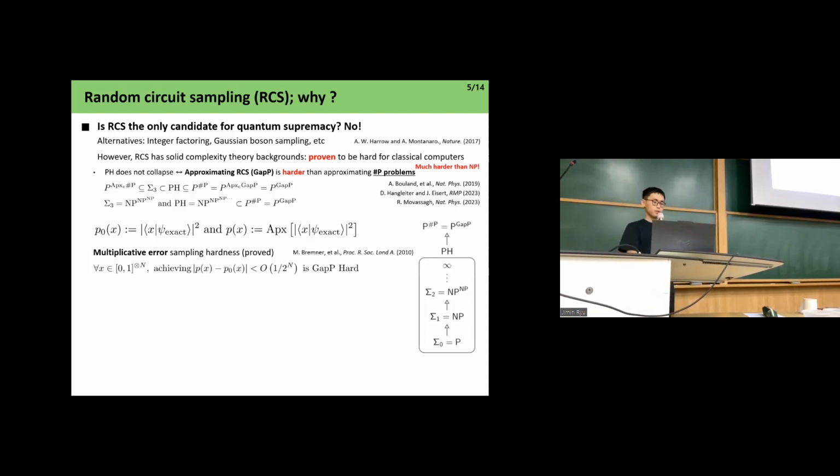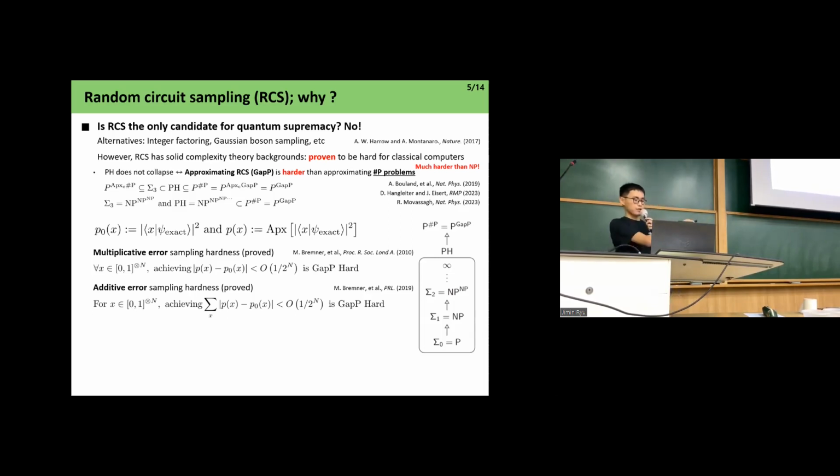If we go over to additive errors, meaning summing over all of the bit strings rather than posing thresholds for every bit string, then it is a little bit easier to solve, but it's still GapP-hard. That was already proven in 2019. However, to compute multiplicative errors or additive errors, we have to compute every bit string probability, which is basically impossible. For quantum computers to obtain every probability, you have to perform state tomography, which scales exponentially in the number of qubits, like 4 to the power of n.